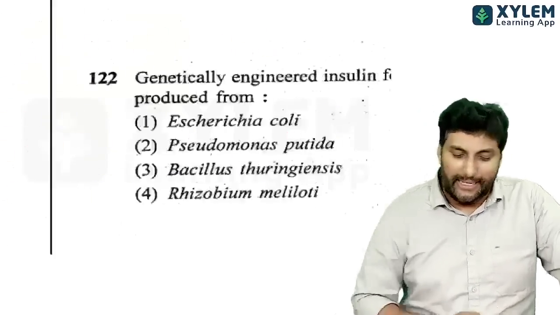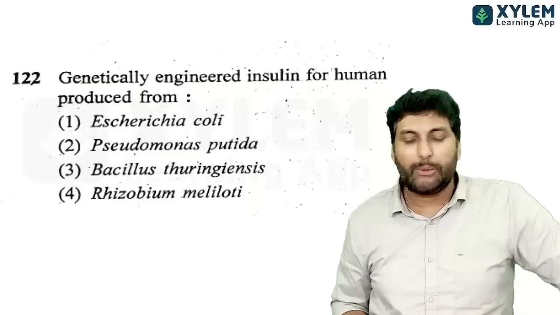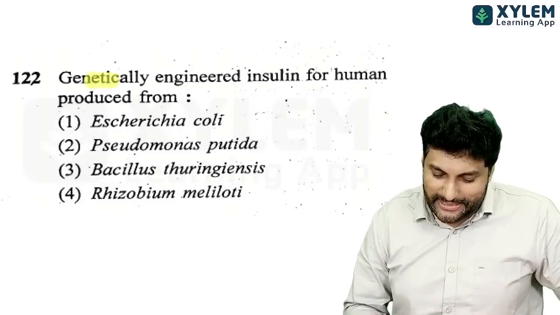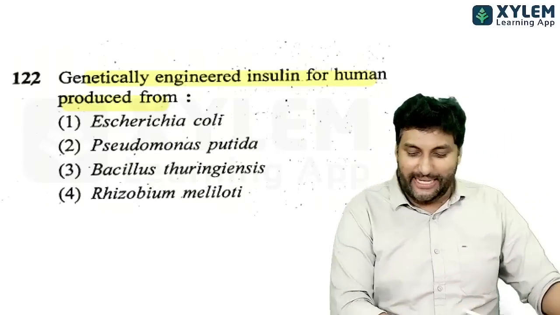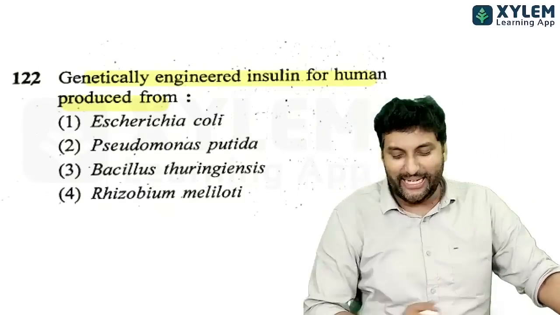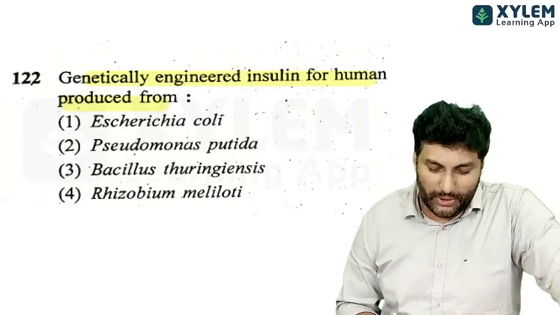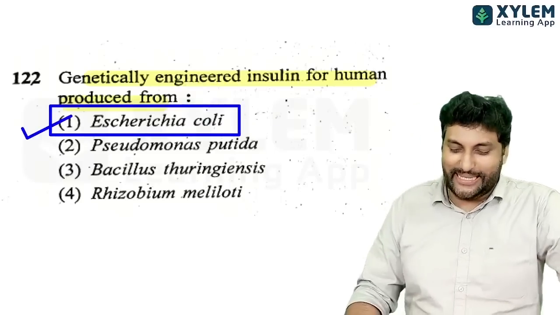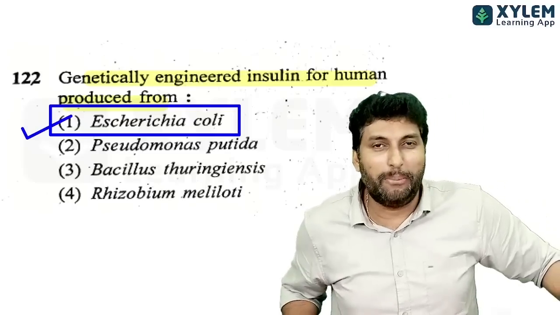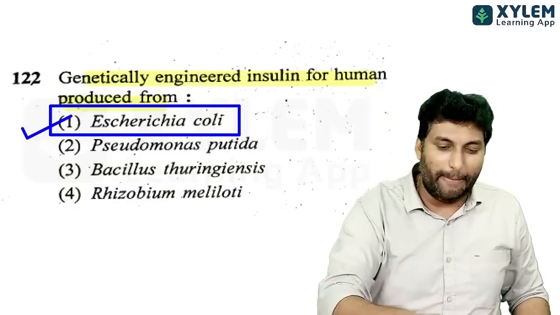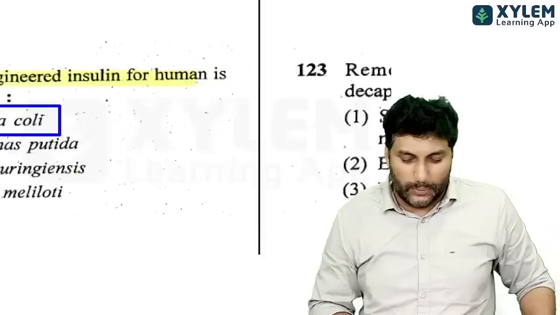Okay. Let's move to the 122nd question. The question came from biotechnology. The question is, genetically engineered insulin for human is produced from. Genetically engineered insulin is actually from Escherichia coli, that is the right one. The first genetically engineered insulin, humulin, came from the experiment in Escherichia coli.